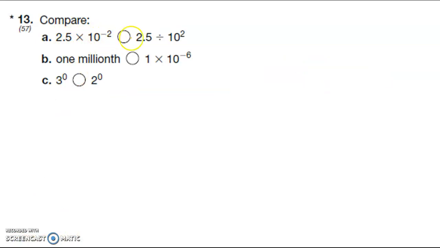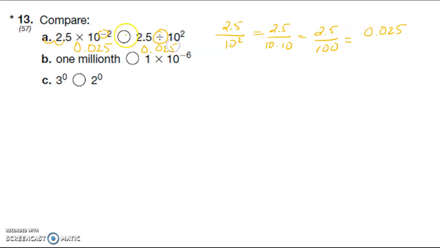2.5 times 10 to the negative 2 compared to 2.5 divided by 10 squared. So this tells me that I'm going to be moving this 1, 2. So I have 0.025. Here I have 2.5 over 10 squared because of the divide by, which is 2.5 divided by 10 times 10, which is 2.5 over 100. If you divide that in your calculator, that means it's 0.025. Those things are equal.